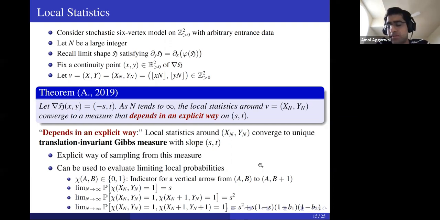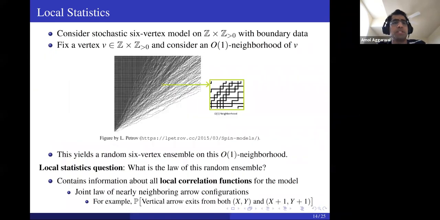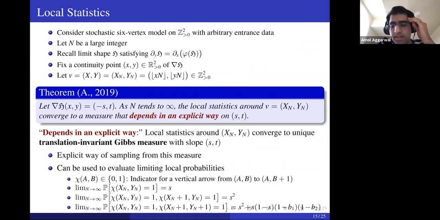Okay. So these are three of many types of results: fluctuations, limit shape, and local statistics we might be interested in as probabilists in studying this model. Okay. So those are the questions. Now let's go to the tools. How do we do it?